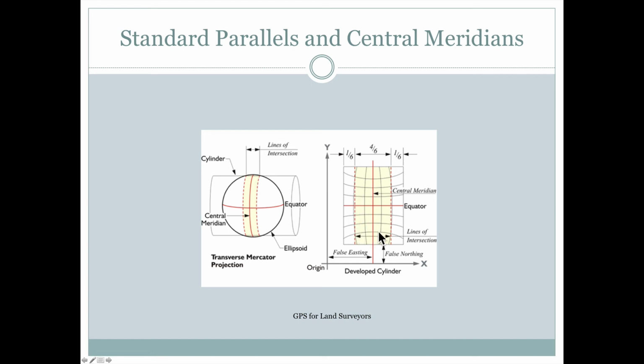These two red dashed lines are going to be lines of no distortion, so we want to carefully think about where we want to put those, and the central meridian, once again, is just going to determine what we have in the middle of our map.